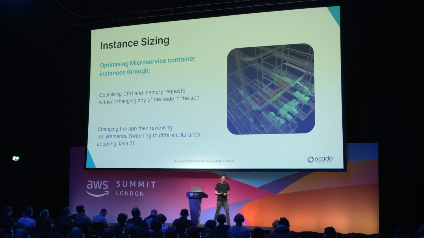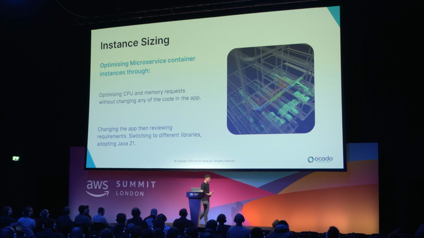The second one is a bit more complicated. It's when you have to make changes to the app itself in order to reduce the CPU and memory requirements. We've seen some success there with Java 21. Moving to Java 21 is not a code change in the app, but it is a change in the container. And we've seen that we're able to reduce the CPU requirements because it's more efficient at startup time. Another example that we have is a caching library. Sometimes you do have to change the libraries, and sometimes you can be more efficient there.